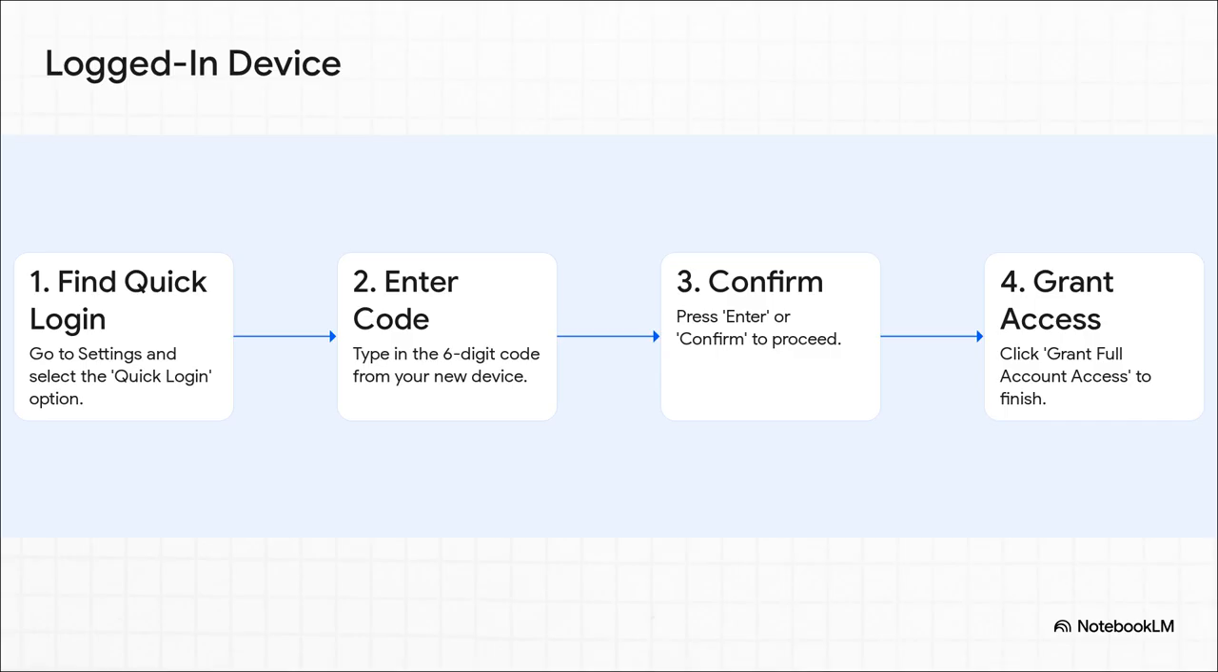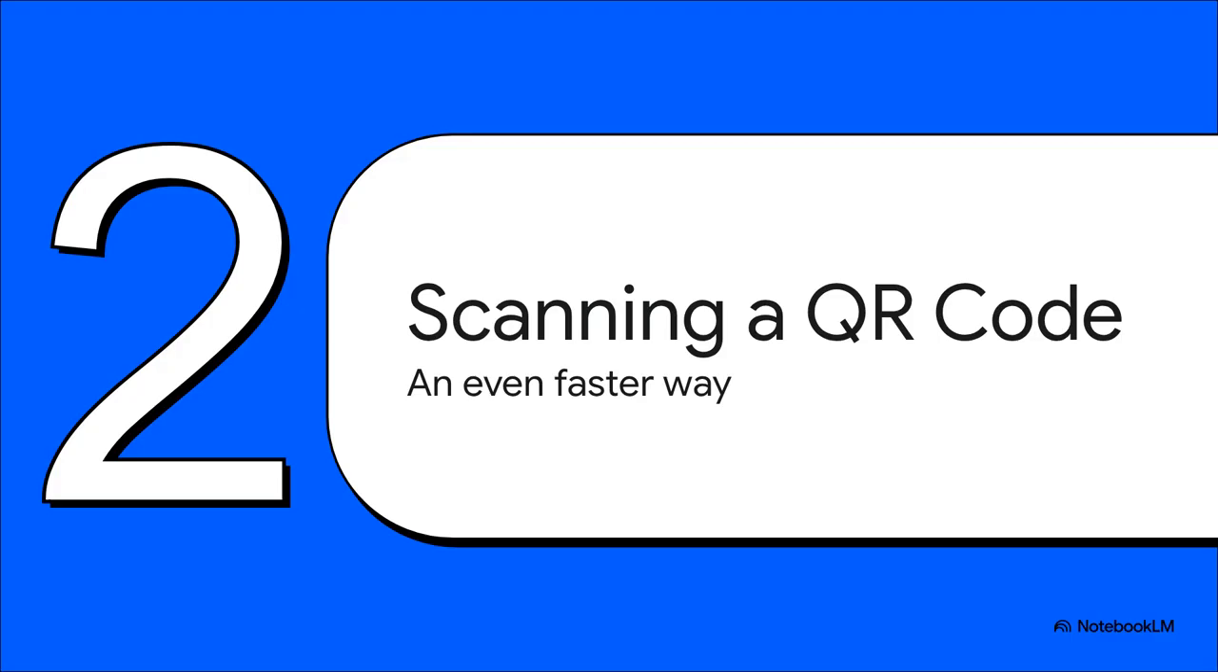Okay, now grab the device you're already signed into, go to your settings, find the quick login section, and just type in that 6-digit code from the other screen. Hit enter and you'll see a final prompt asking you to grant full account access. You click that and you're golden. The new device is in. Easy peasy.